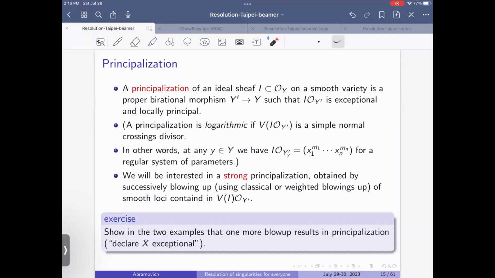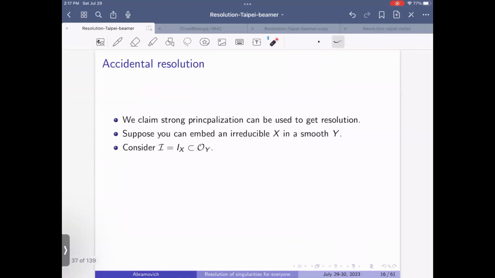Right. So at least for this lecture, I will not do logarithmic. I will do strong. And why do I want strong? There's a little piece of magic in resolution of singularities, which is that strong principalization implies resolution, at least if you can embed your variety. So we claim that strong principalization can be used to get resolution. The assumption is that you can embed your irreducible, very singular variety X in a smooth variety Y. If you can't embed, you locally embed and make sure that you can do it globally.